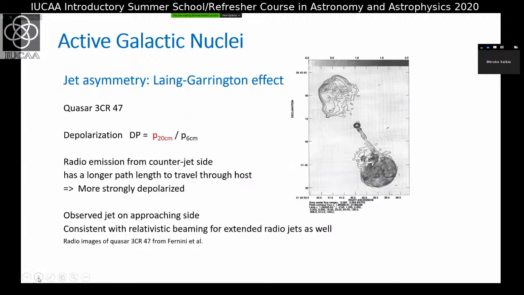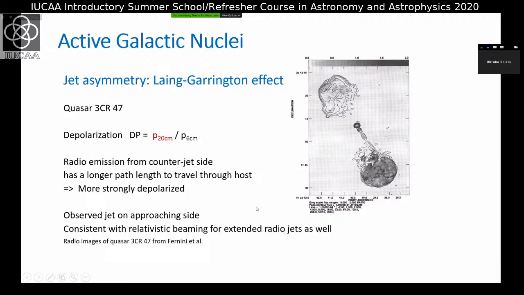You can plot it in a slightly different way as P20, degree of polarization at 20 by 6 centimeters, and you can see these values are lower. So that actually tells you in a very nice way that indeed these jets are approaching you.